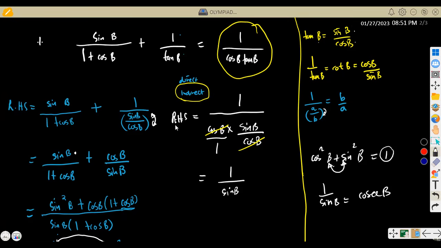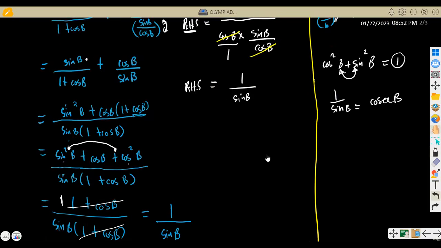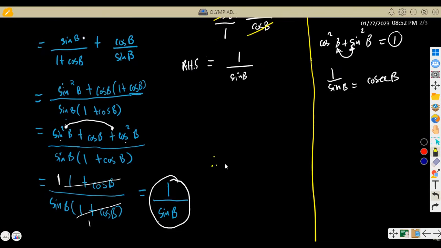So take note, if you simplify from the right-hand side, you are obtaining 1 over sine B, which is the same as the one that you obtained when you were simplifying from the left-hand side. Remember, we simplified from the left-hand side here. We obtained 1 over sine B. So therefore, we can state that these two are the same. Therefore, the left-hand side is equivalent to the right-hand side. That's proven. So these two are the same because we've managed to obtain the same answer, but working from different angles, working from the left-hand side and working from the right-hand side.